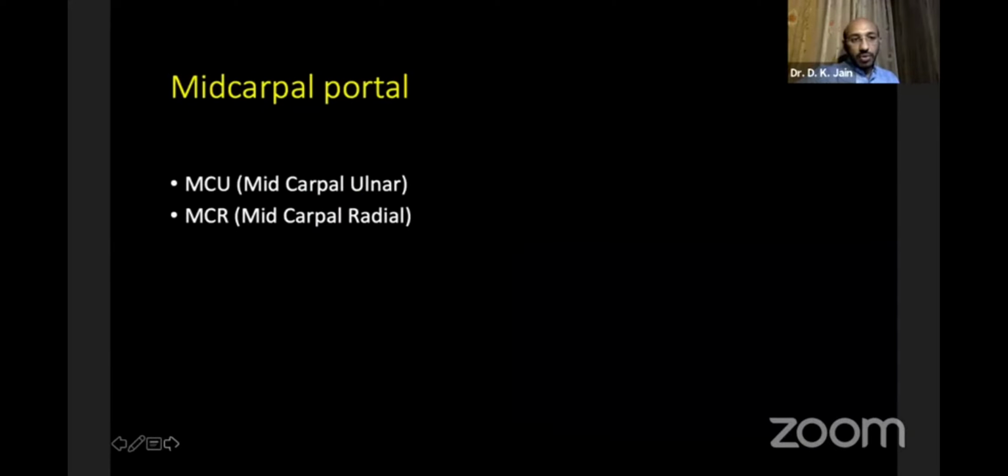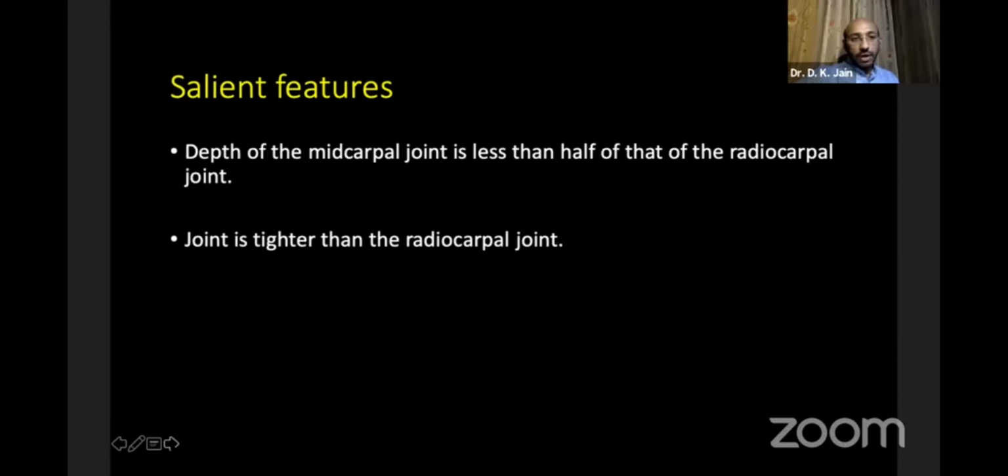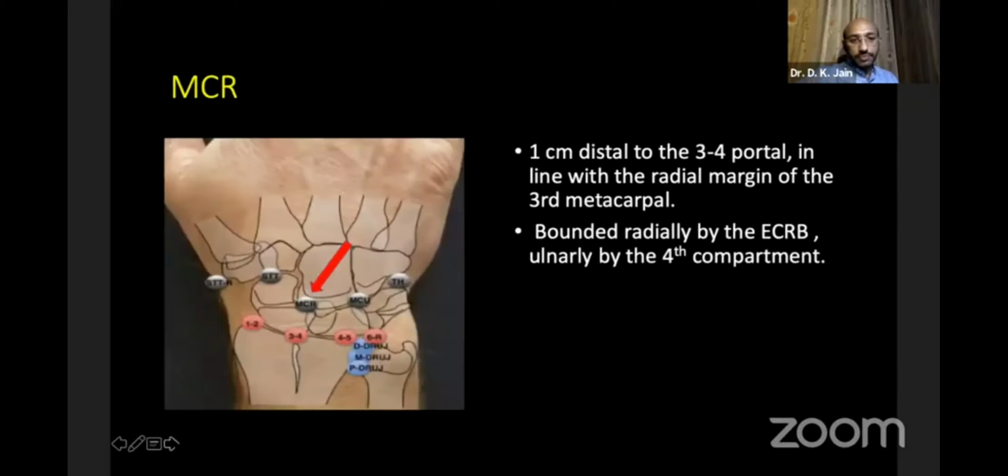And the mid-carpal portals, as I told, are the MCU portal and the MCR portal. Some of the salient features: the depth of the mid-carpal joint is less than half of that of the radiocarpal joint. That means it's much tighter. So you need to take care and pay respect to your angle of entry, or else you could cause osteochondral injuries.